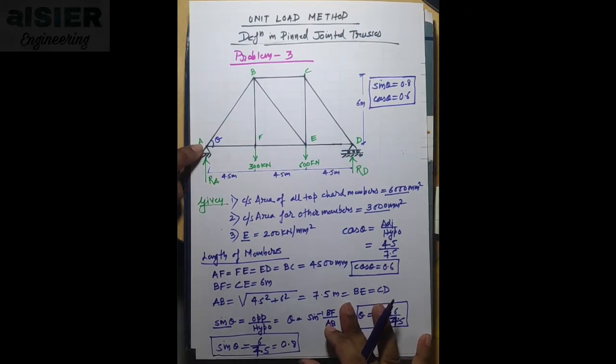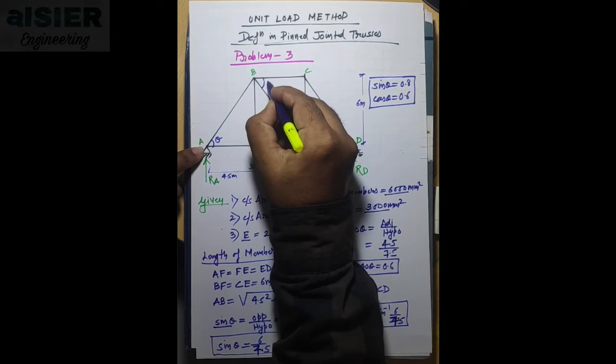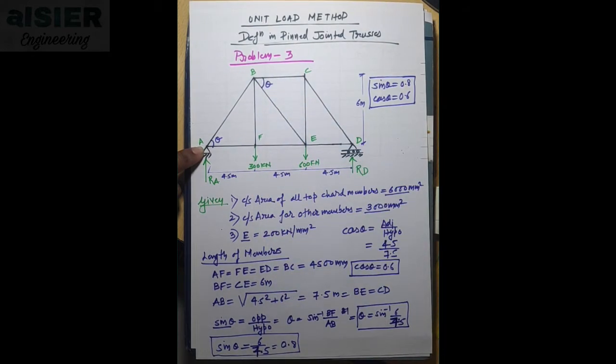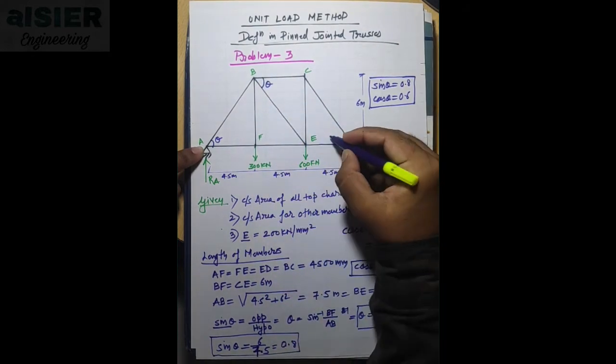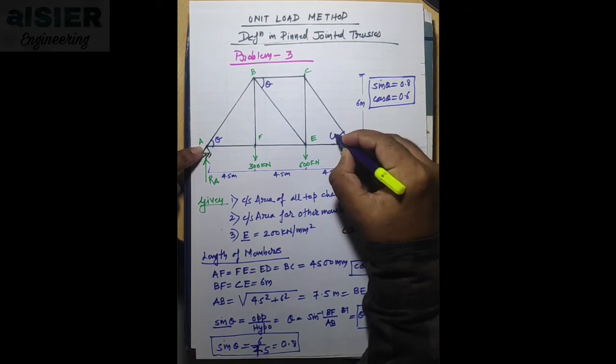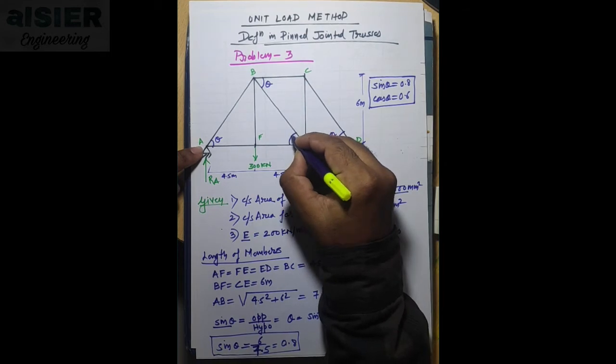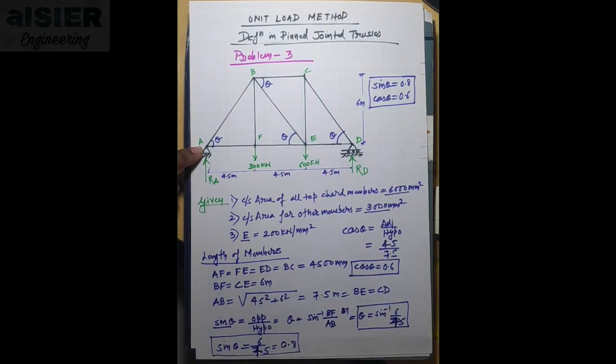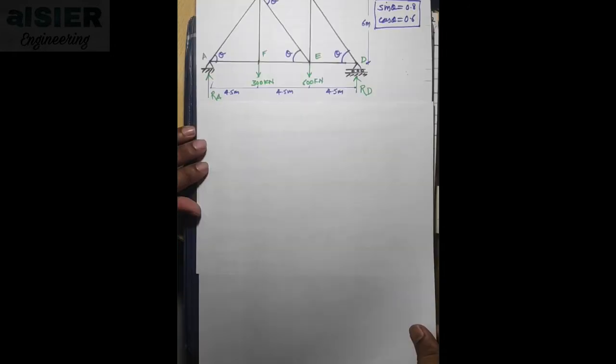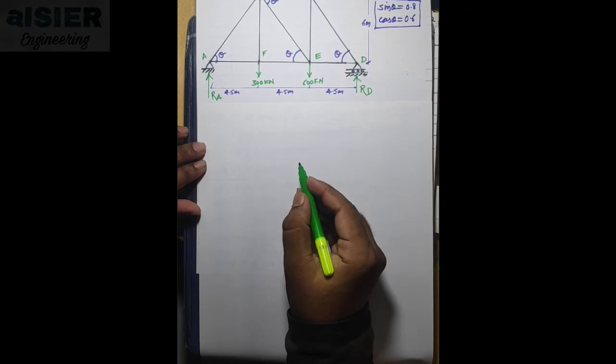We know that this is theta with horizontal. Similarly, this is also theta with horizontal, and this, and this, right? So we got theta values here. Now next is calculation of reactions.